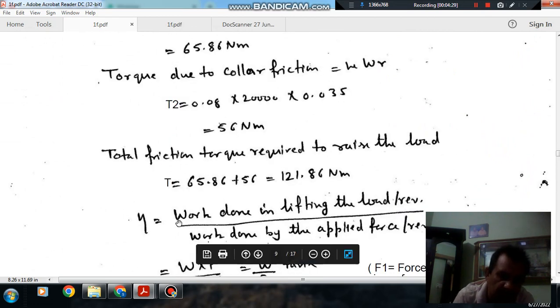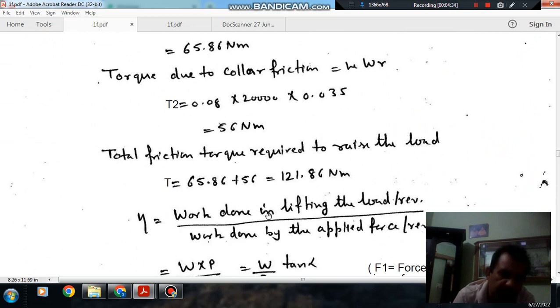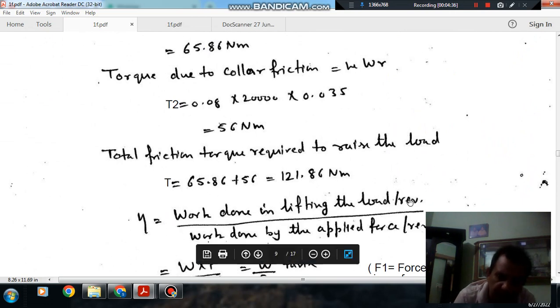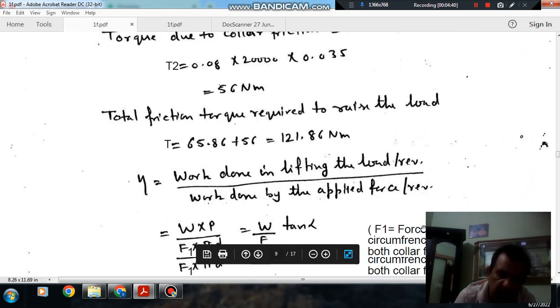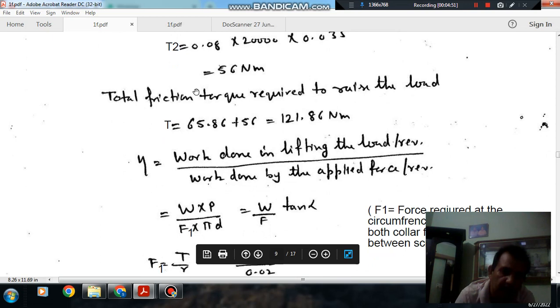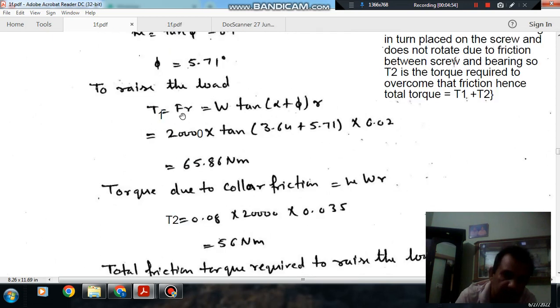Efficiency is output work by input work: work done in lifting the load per revolution divided by work done by the applied force per revolution. In one revolution the load is lifted by an amount P, so that is the work done in one revolution. Suppose F was the force required at the circumference of the screw when rotation of the load is considered.